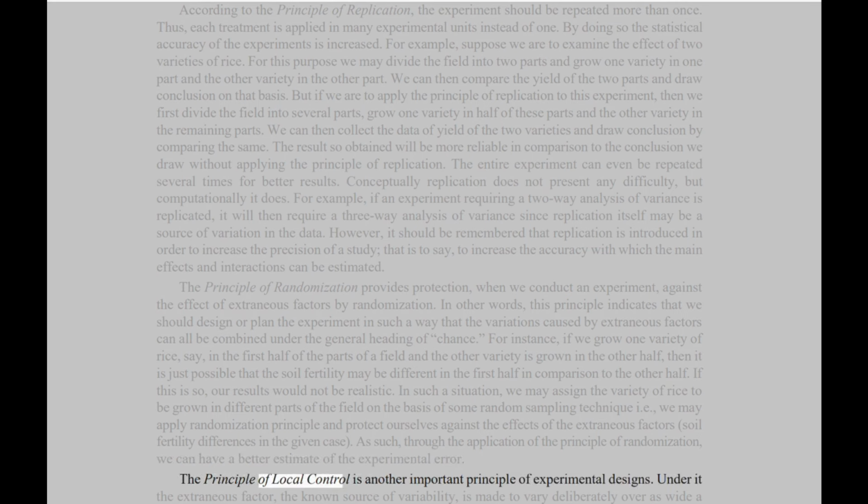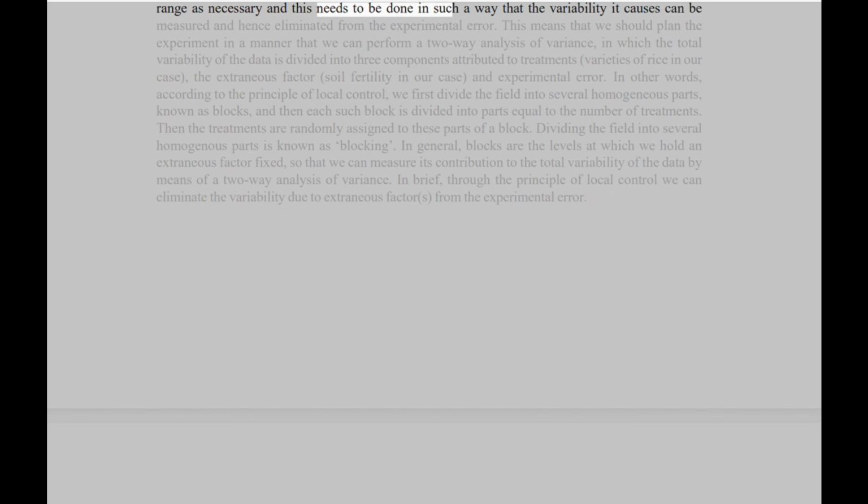The principle of local control is another important principle of experimental designs. Under it, the extraneous factor, the known source of variability, is made to vary deliberately over as wide a range as necessary, and this needs to be done in such a way that the variability it causes can be measured and hence eliminated from the experimental error. This means that we should plan the experiment in a manner that we can perform a two-way analysis of variance, in which the total variability of the data is divided into three components attributed to treatments, varieties of rice in our case, the extraneous factor, soil fertility in our case, and experimental error.